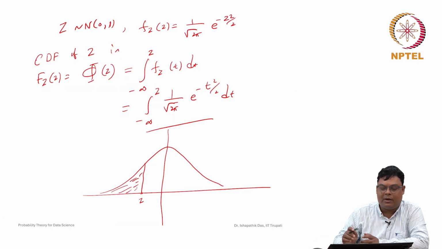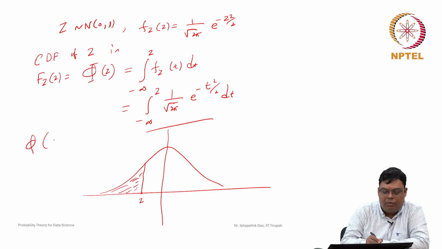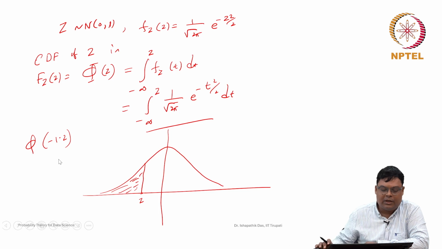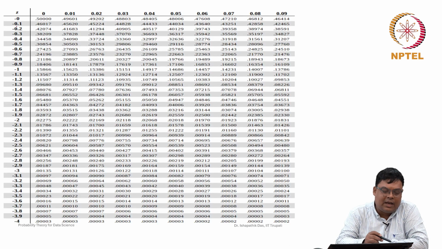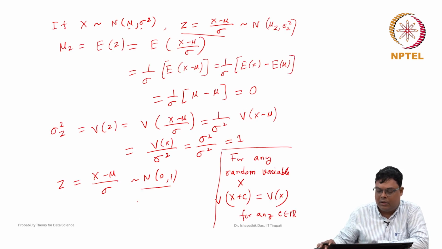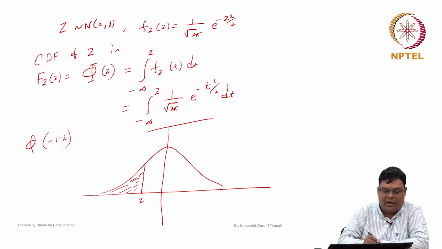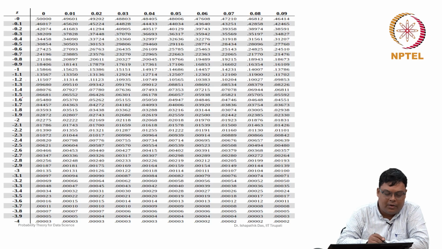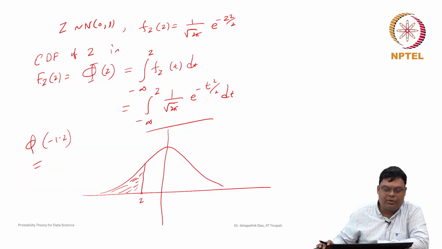So, how can you use this table? Suppose you want to find the value at minus 1.2. Then you can see that here this area is given, and here is minus 1.2, you can see that this value is minus 1.2. So, this probability will be 0.11507. So, phi of minus 1.2, so z is minus 1.2, this can be found here, this is 0.11507.